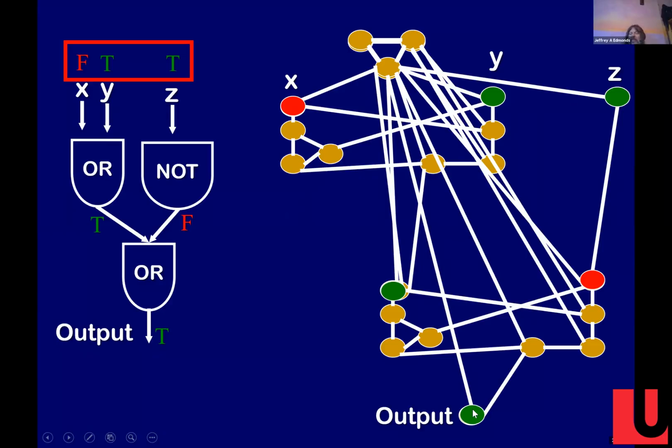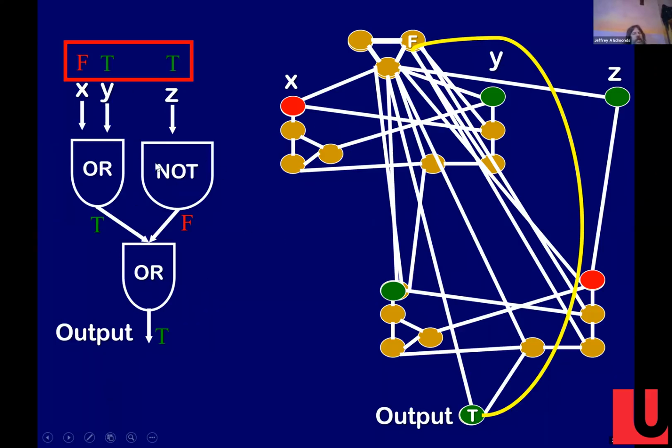And I'm going to add a new edge, and this edge goes from the output to the false color. And what does this edge tell me? That tells me that the output node cannot be the false color, so it has to be the true color, right? So let's get back to the big picture.